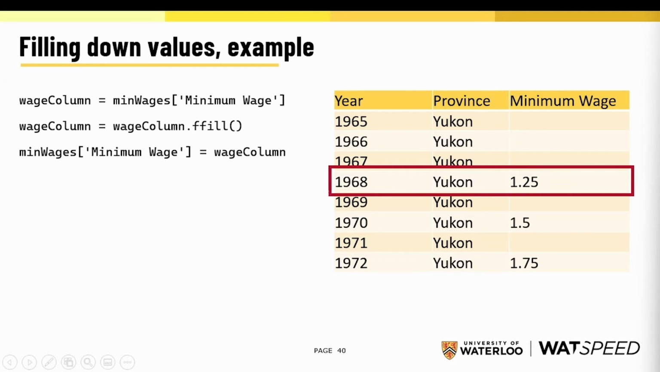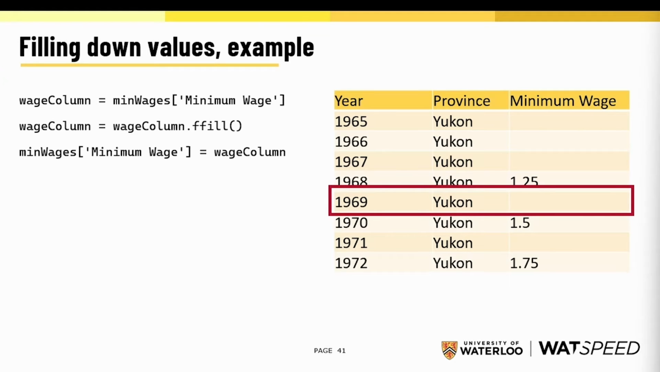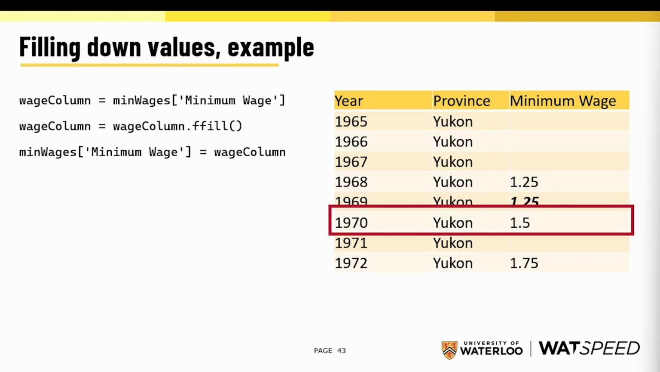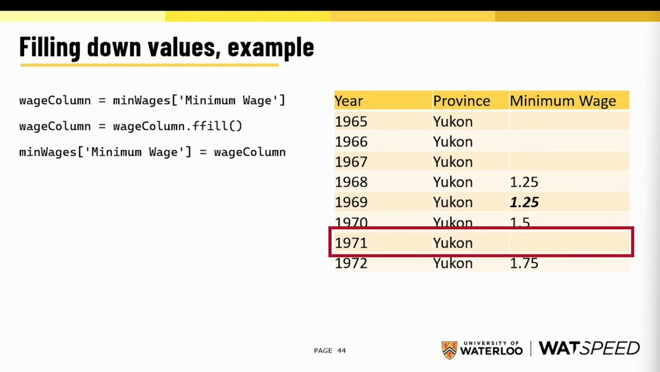Now for 1968, we have a known value. So any rows with a NaN underneath 1968 will have the value 1.25 substituted for the NaN. So we come down to 1969. We're going to use the last known value, which was 1.25. 1969 gets filled in with the value 1.25. Now we come down to 1970. Our last known value is updated to be 1.5. So now when we come down to 1971, that value is going to be swapped from NaN to 1.5.